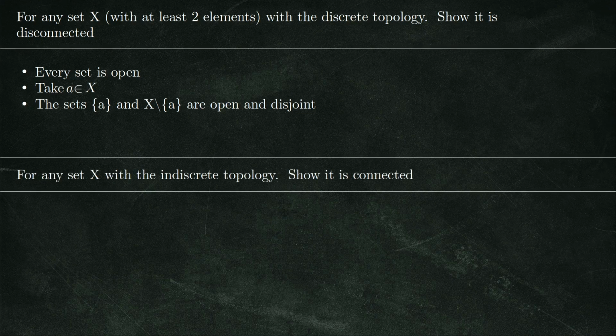Now for the next example, take any set with the indiscrete topology, show that this is connected. Okay, have a think and then come back to the video. All right, now you've had a think. This follows quite quickly from the fact that the only non-empty open set is X itself. And recall that to show something is disconnected, we needed two different open sets, but here there's only one. So it cannot be disconnected and therefore it must be connected.